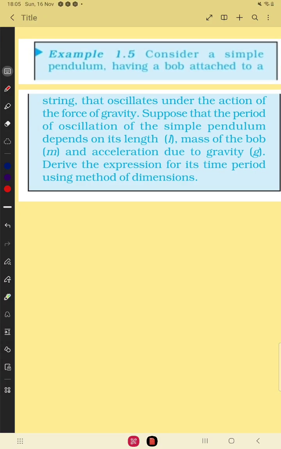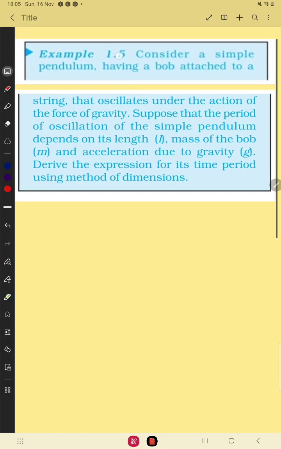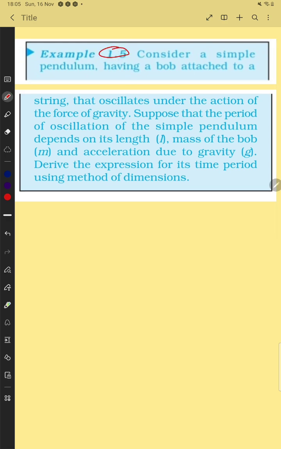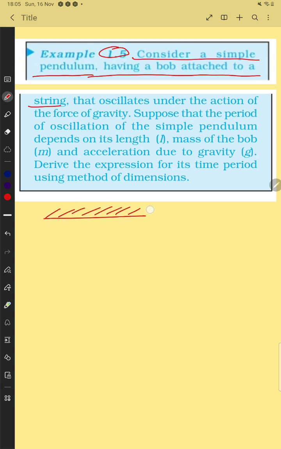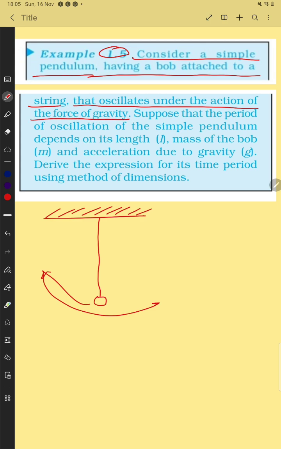Hi students, let's look at example 1.5. This is a very important example of units and dimensions. It says, consider a simple pendulum having a bob attached to a string. So what is a simple pendulum? You can have a look at it, students. This is the pendulum, right? It is moving in this direction, then this direction, right? The bob is attached to a string that oscillates under the action of the force of gravity.